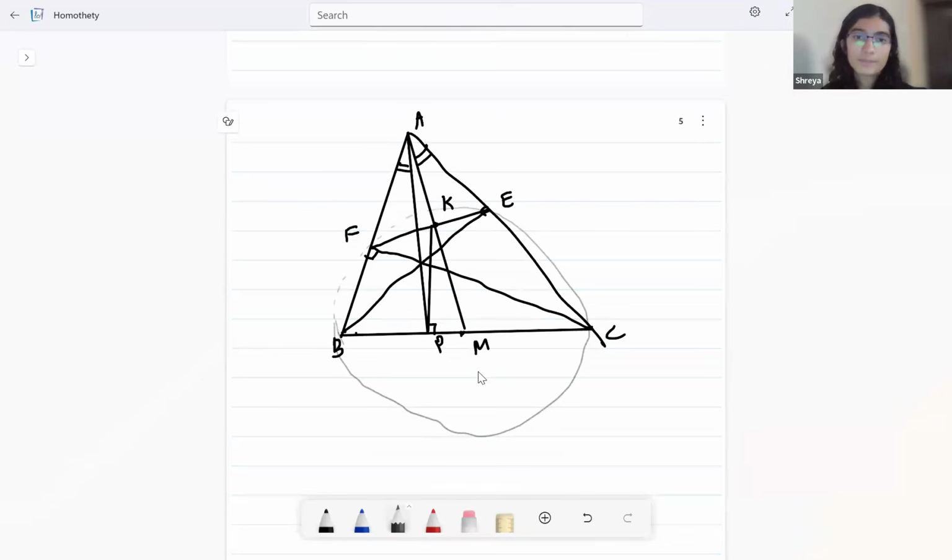Are we trying to prove that if K is the intersection of AM and EF, and P is the intersection of the median with BC, then KP is perpendicular to BC?